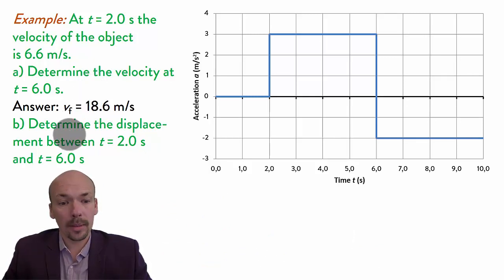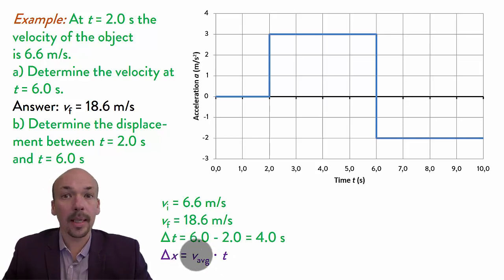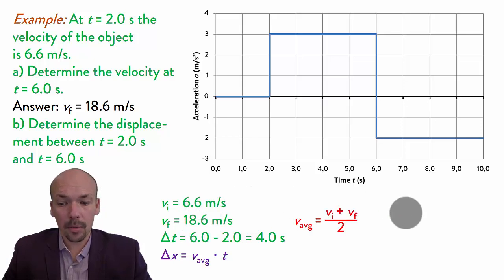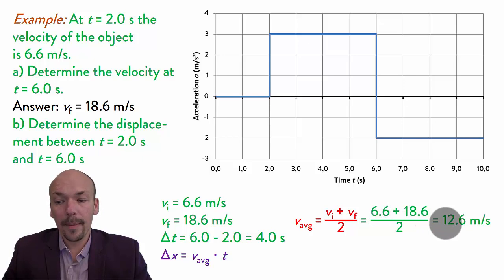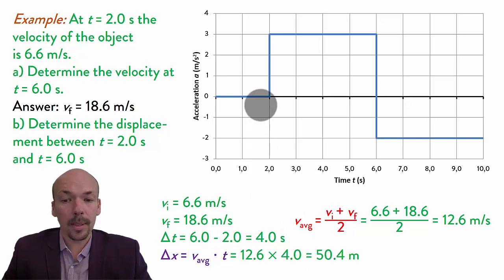And now we can determine the displacement. And again, we have a constant acceleration. So we have the initial velocity, we have the final velocity, we have the time, which is the same. And we use this equation. And again, we can get the average velocity by adding those two and dividing them by 2, like this. So 6.6 plus 18.6 divided by 2 is 12.6 meters per second. That's the average velocity we use here. Multiply by 4 because that's the time, and it equals 50.4 meters. So the displacement between 2 and 6 seconds was 50.4 meters.